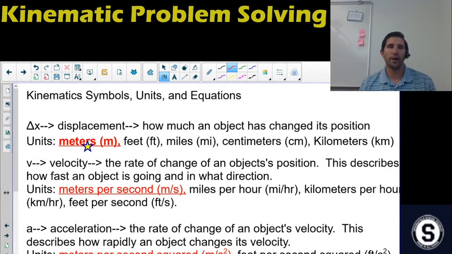Hey everybody, welcome back. So today we're going to learn about how to use the kinematics equations of motion in order to solve problems and make predictions about the motion of an object.